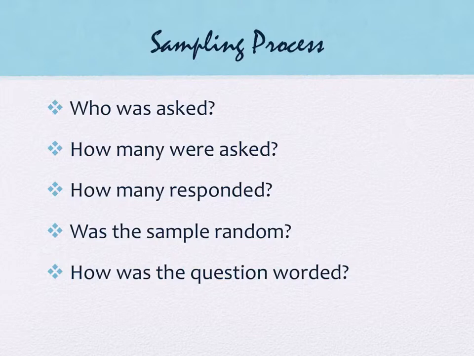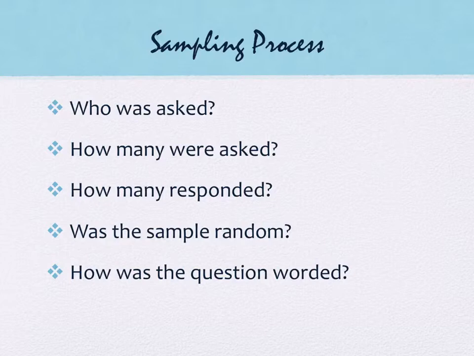Was the sample random? Did they, like I said, stand outside Emmanuel Baptist? That's not a very random sampling. Or did they select every 10th person from a phone book? You guys probably know what a phone book is. They used to exist. Okay? How did they choose the people? Was it really random or was it a little bit tainted?